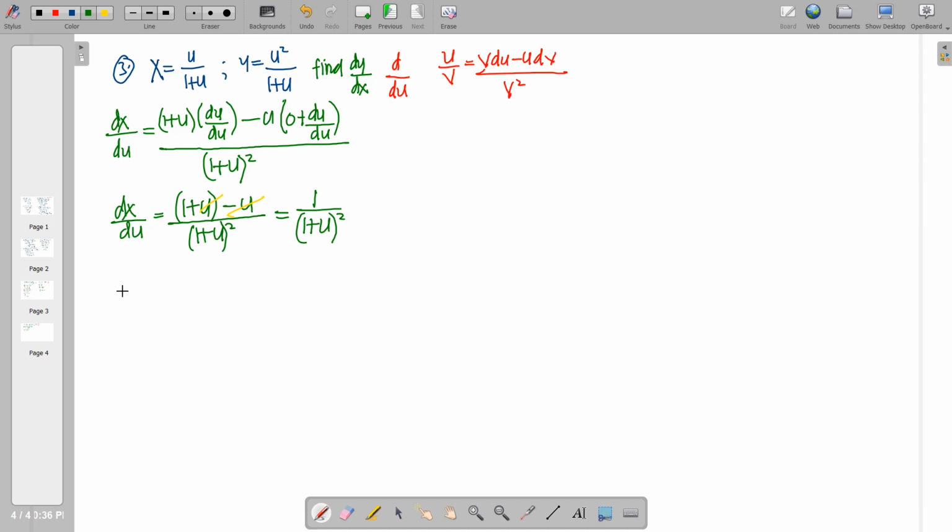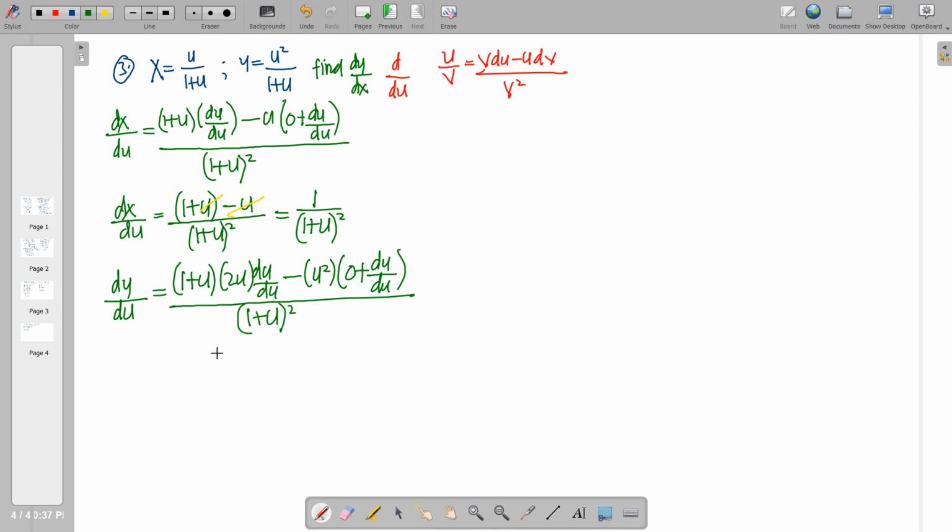We do the same for the second function, which is y. So we have dy over du. Once again, this is in the form of quotient. V du, which is 2u times du over du, minus u, which is u squared, times differential of v, which is 0 plus du over du. We divide that by the square of our denominator.